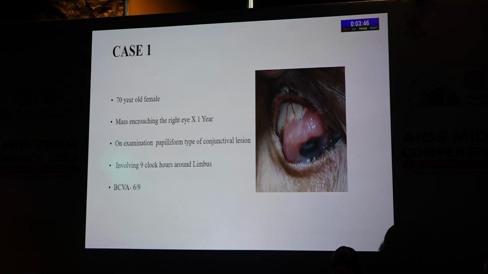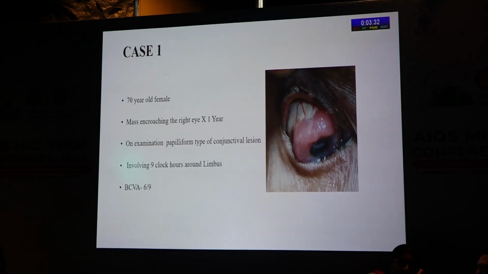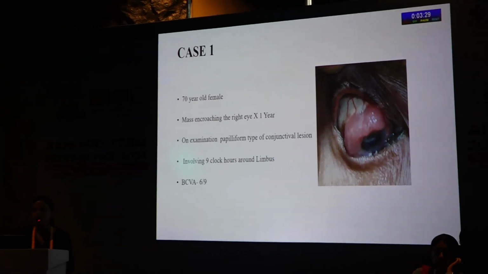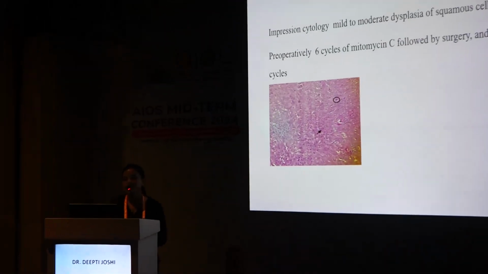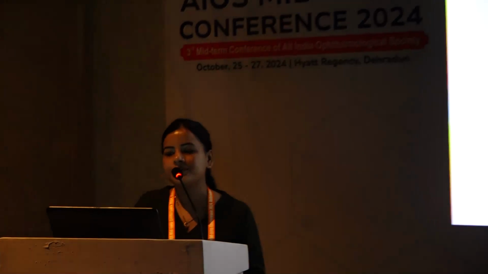Coming to case 1, this is a case series of 4 different cases. Case 1 is a 70-year-old female with a mass encroaching on the right eye since 1 year. On examination there is a papilliform conjunctival lesion involving around the 9 o'clock position, and visual acuity was quite good. On impression cytology, there is mild to moderate dysplasia as shown in the picture. This is the post-op picture, 1 month after the surgery. Pre-operative and post-operative mitomycin cycles were given.